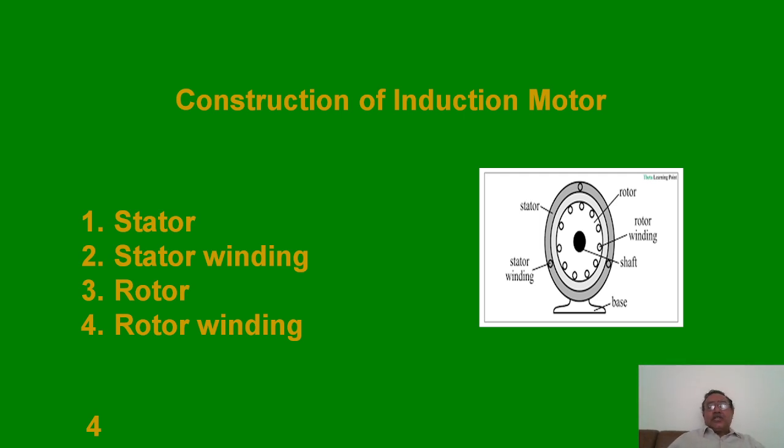Now let's come to the construction of the induction motor. Every rotating electrical machine has four parts. Stator, the stationary part, its corresponding winding called stator winding, the rotor, the moving or rotating part, and its corresponding winding called rotor winding. As you can see from the figure, there is an outside frame, that is called the stator, and inside this stator there are slots on its inner periphery, and in these slots are accommodated the second point, that is the stator windings. You can see these are the windings.